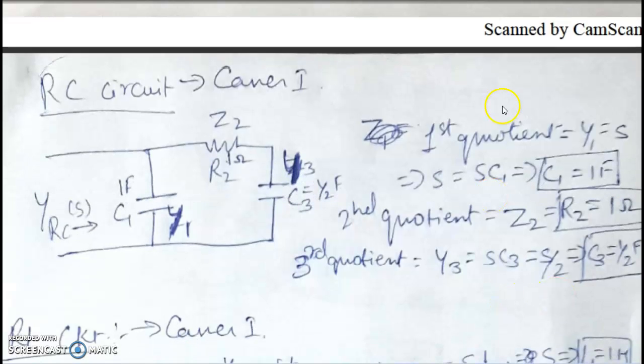When we compare the quotients with the admittance and impedance of the branch, we see that the first quotient is the admittance of the first element, which is equal to sC1, that means C1 is equal to 1 farad. Second quotient is equal to impedance of the second element, that is R2, that means R2 is equal to 1 ohm. Third quotient is the admittance, equal to sC3, that means C3 is equal to half farad.